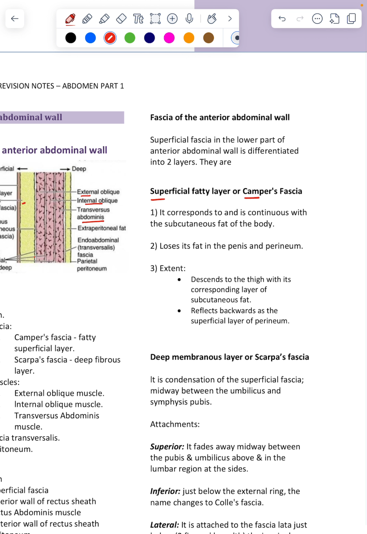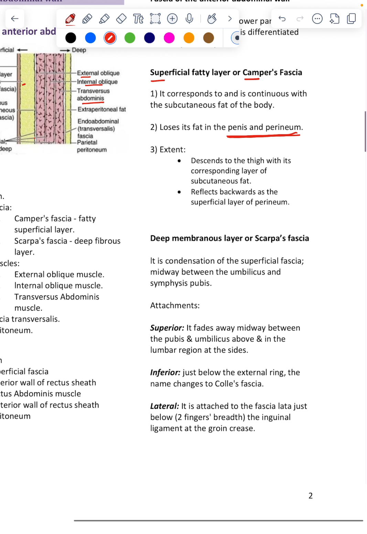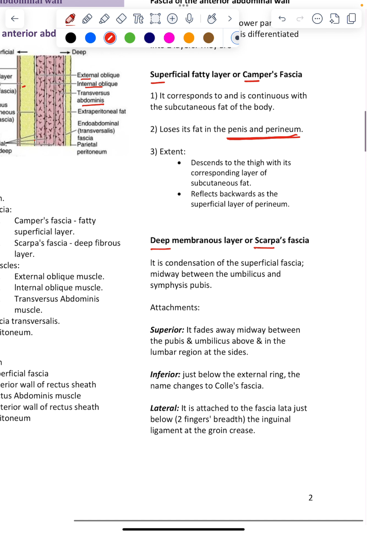It loses its fat in the penis and perineum. This is important: the superficial fascia has no fat there, so it continues without fat. It extends to the thigh and reflects backward as the superficial layer of the perineum. The deep membranous layer is Scarpa's. This is deep: Scarpa, superficial: Camper. This confuses, so instead remember superficial and deep.